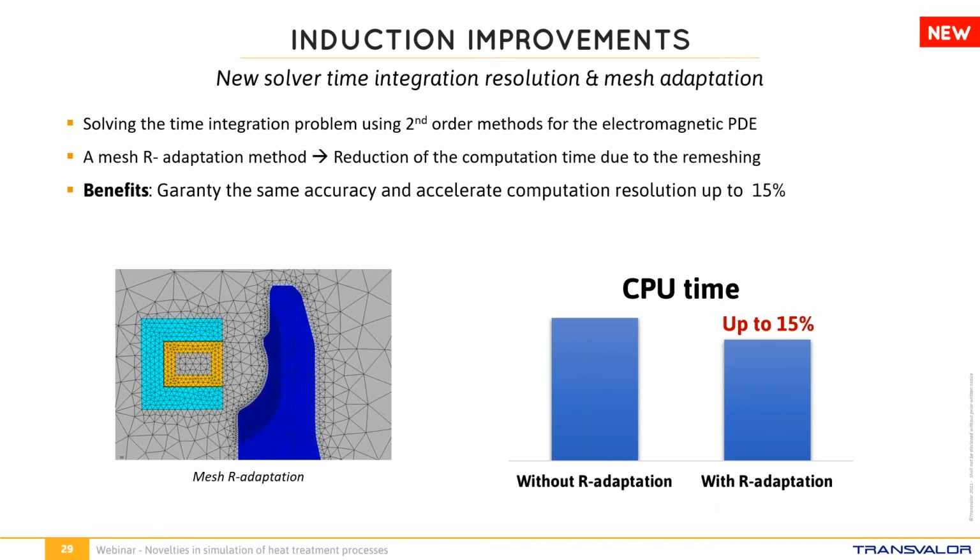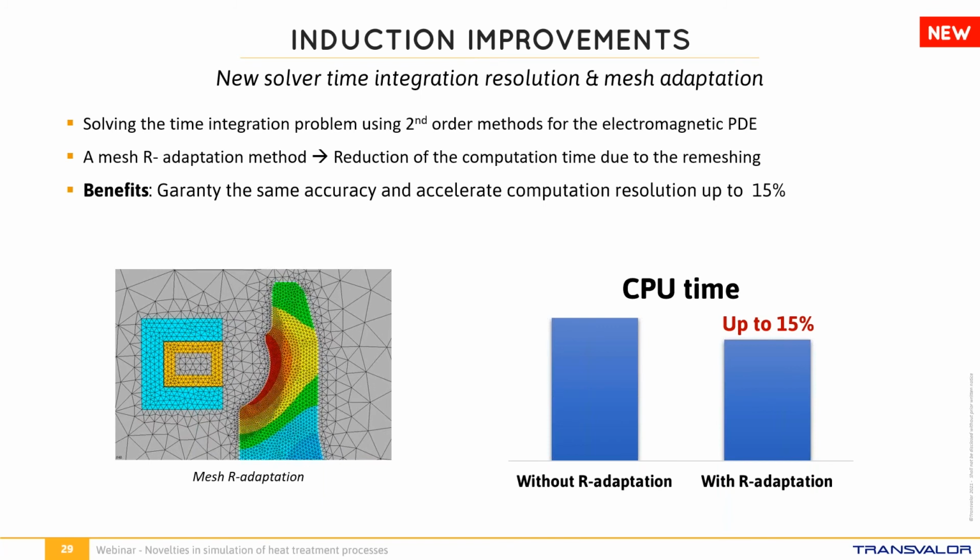For those who run induction simulations, the computation time may be long, so we have worked on this topic. We made two new developments. The first one is the resolution of the time integration problem using second-order methods for the electromagnetic PDE equation. Thanks to this development, the electromagnetic PDE has better convergence. The second one is the integration of the mesh adaptation. This development leads to the reduction of the computation time due to the remeshing. Thanks to these improvements, the CPU time has been reduced by 15% while keeping the same result accuracy.